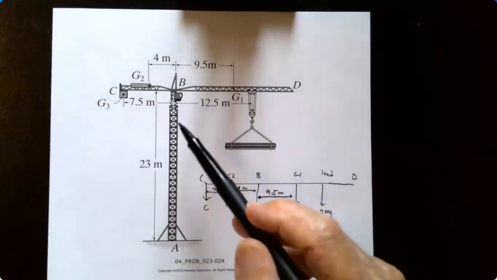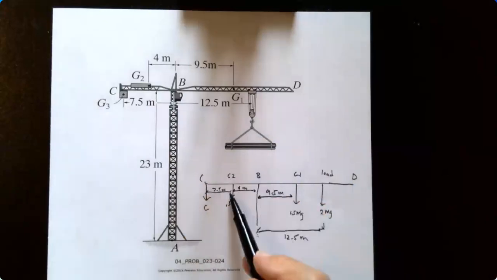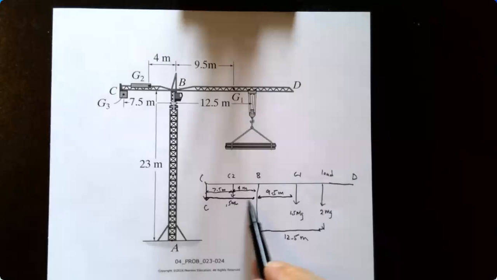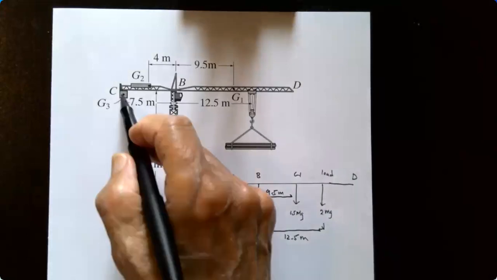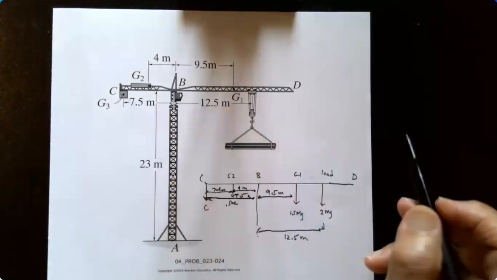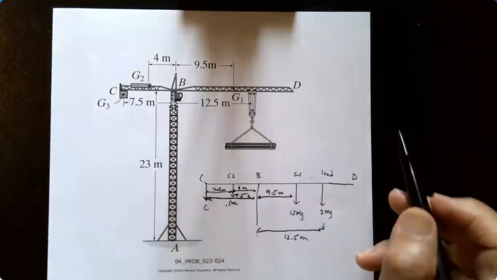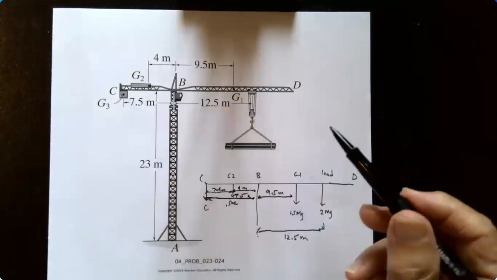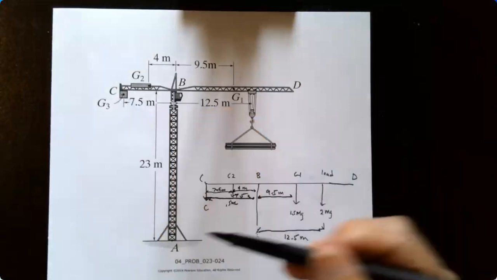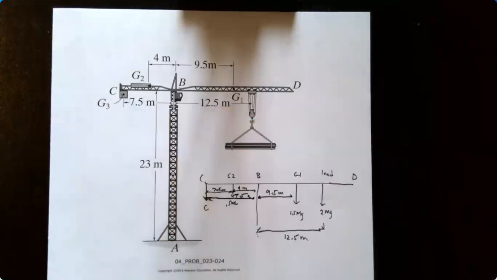And this point C is 7.5 meters. And let me put this down here. 7.5 meters. From C to B, so 7.5 meters. If you notice, I didn't show point A, and I didn't show 23 meters.